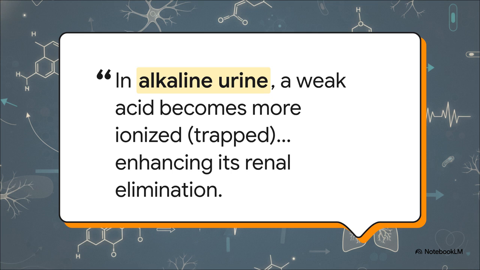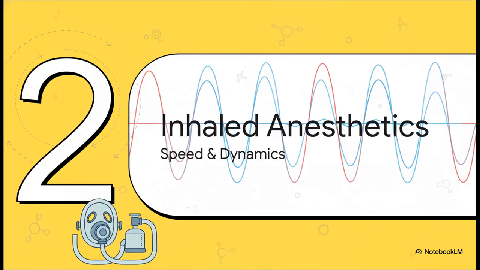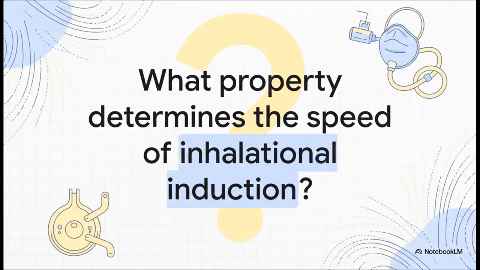And of course, the exact opposite is true for a weak base. You'd want to acidify the urine to trap it. Okay, let's switch gears and talk about our inhaled anesthetics. With these agents, it's really all about physics. That's what governs everything, especially how quickly your patient goes to sleep and, just as importantly, how quickly they wake up. So when you turn on that vaporizer, what's the single most important property of that gas that's going to determine how fast your induction is?